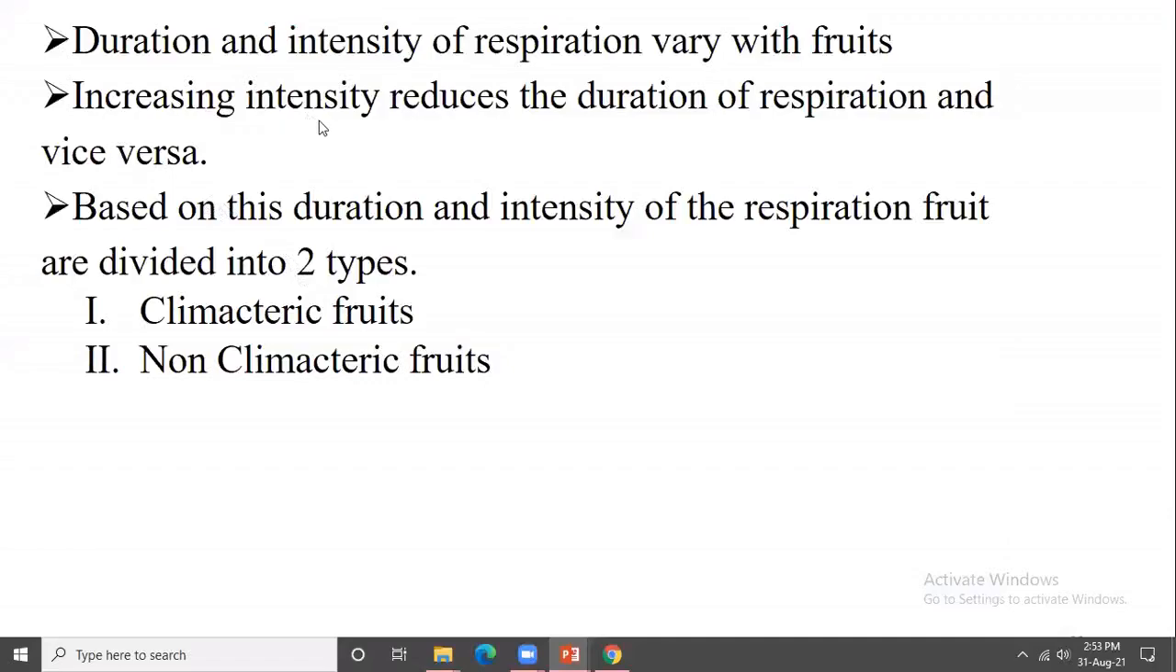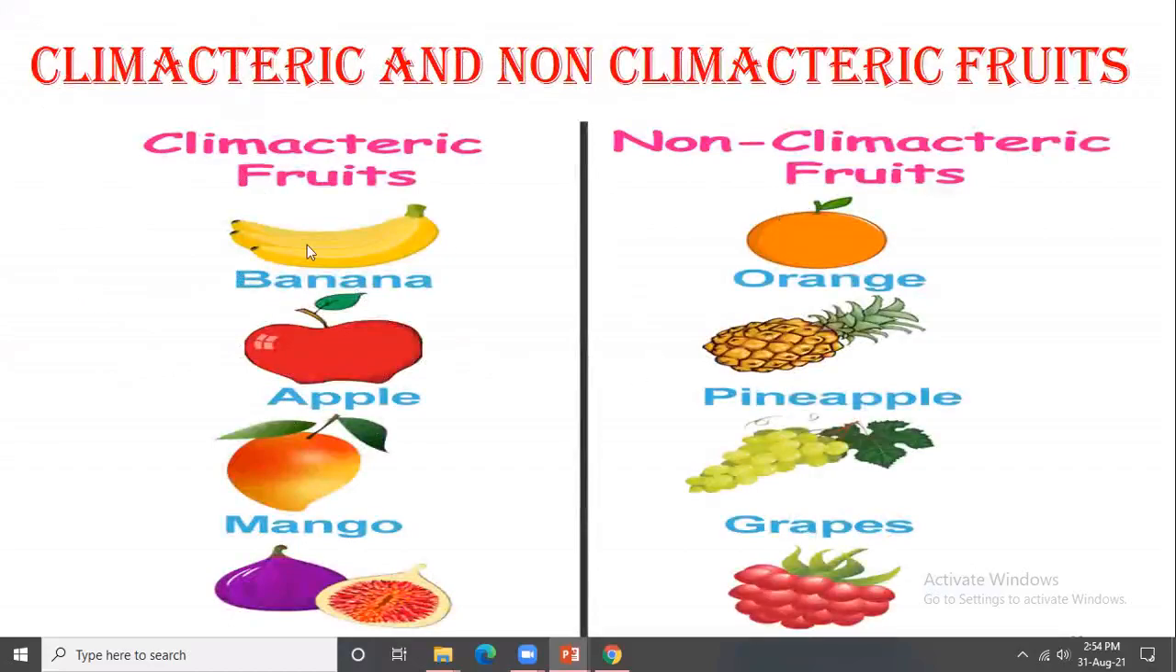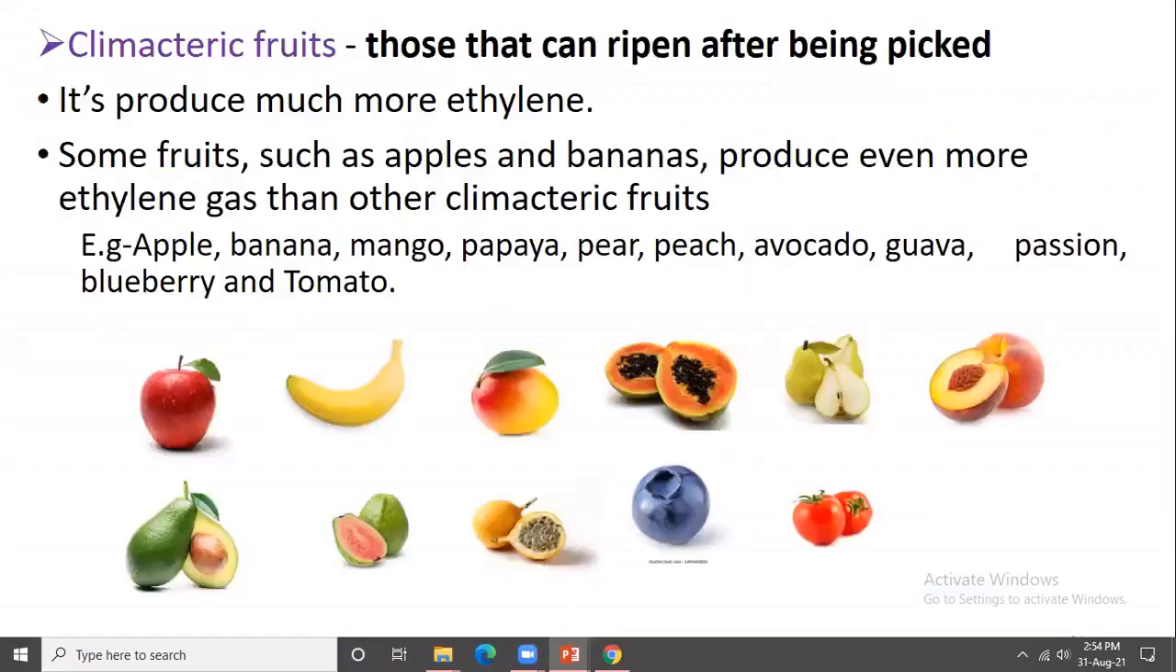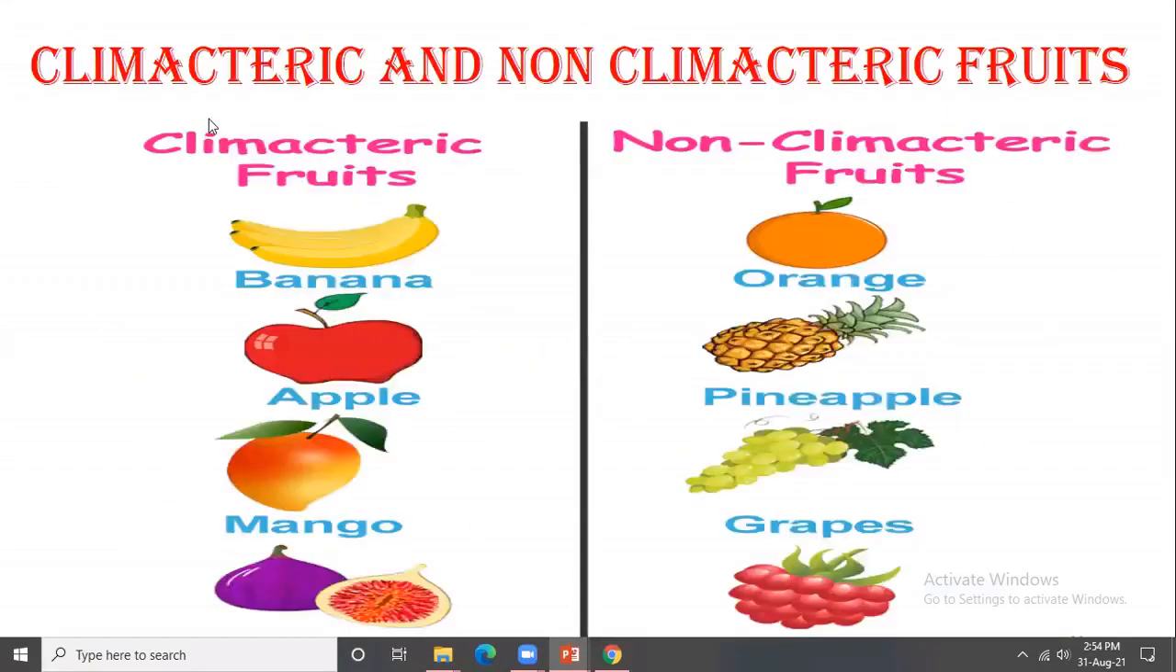If we decrease the intensity, the duration of respiration automatically increases. Based on the duration and intensity of respiration, fruits are divided into two types: climatic fruit and non-climatic fruit. Here are some examples of climatic and non-climatic fruits. What is a climatic fruit? What is a non-climatic fruit?